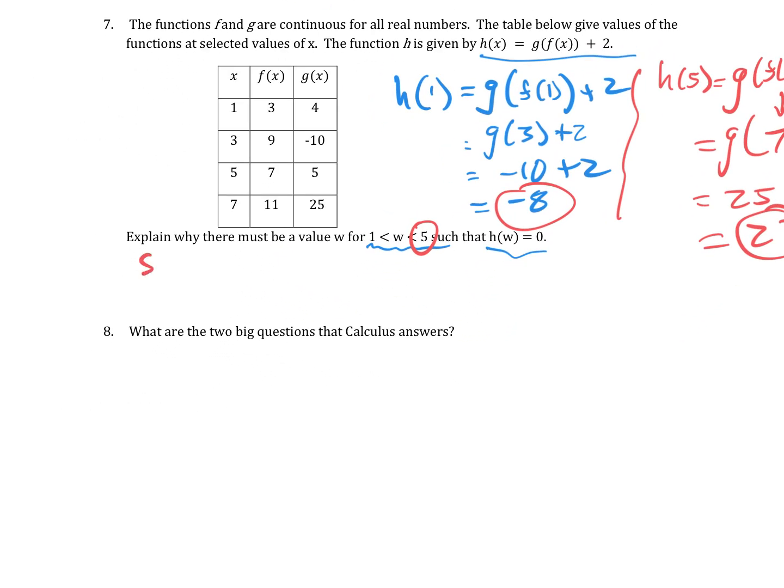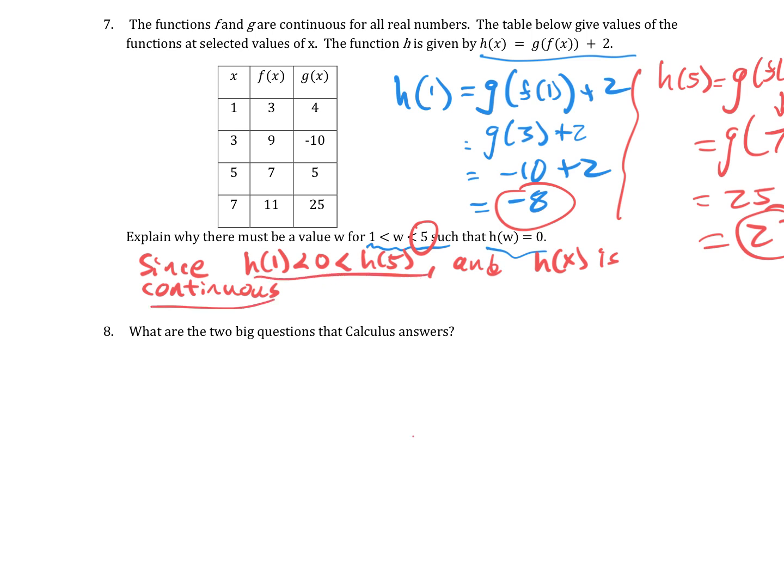So we can say, since h of 1 is below 0 and h of 5 is above 0, and we have to say that h of x is continuous. How do we know it's continuous? Well, it's made of continuous functions. You don't necessarily need to go into a big description there, but it is continuous because f and g are continuous, and h is made of f and g. All right, so it's continuous. So we need to say it's continuous. We need to say the y value 0 is in between the two y values we're looking for there.